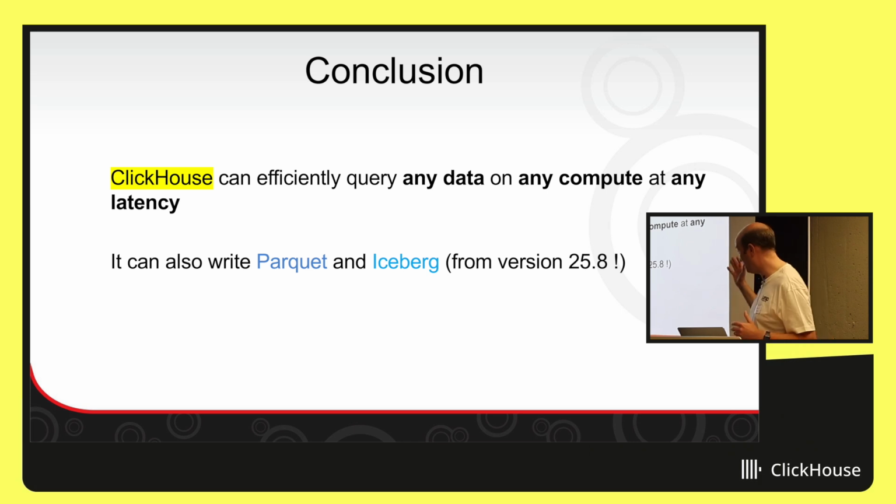And my conclusion for those slides, my thesis, is that Clickhouse can scale and query efficiently any data on any compute and on any latency. Because it's real time, you can see data from milliseconds ago, and you can see data from 10 years ago using the same engine, which is kind of nice. And in my demo, I will show you that you can also, this is pretty new, write Iceberg within Clickhouse, so you don't need any Java. You can do everything with Clickhouse.